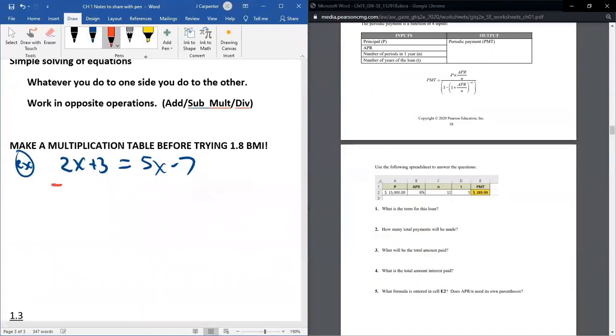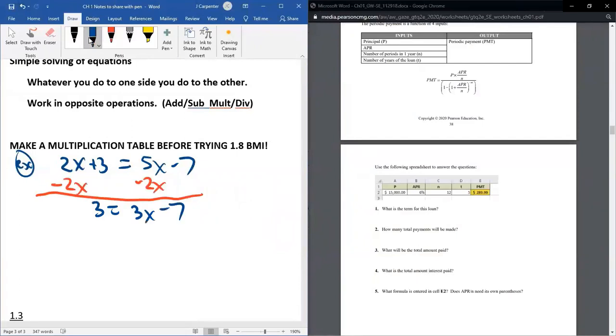So I want to move the 2x, so I'm going to subtract it because it counts as being positive. It counts as being added. And it's not because of this plus sign. This plus sign is not why I'm subtracting 2x. It's because there's an imaginary plus sign here with that 2x. That's why we subtract it. Doing so, the 2x's cancel, so we get 3 equals 5x minus 2x, which is 3x. Bring down the minus 7.